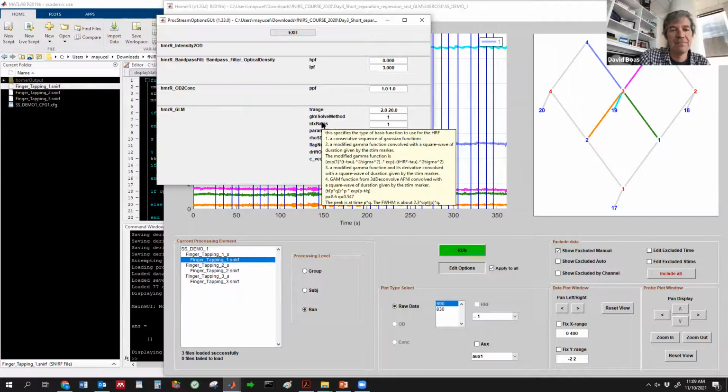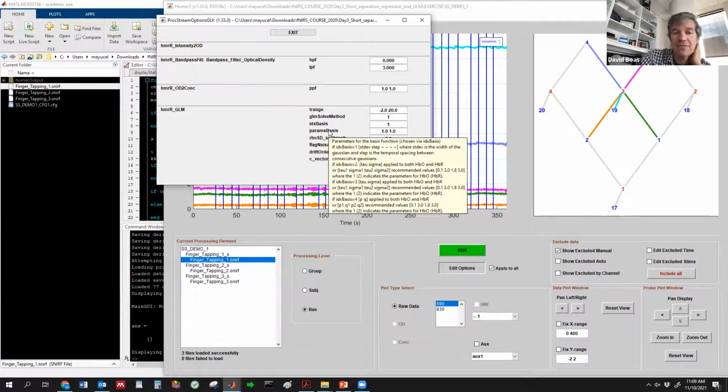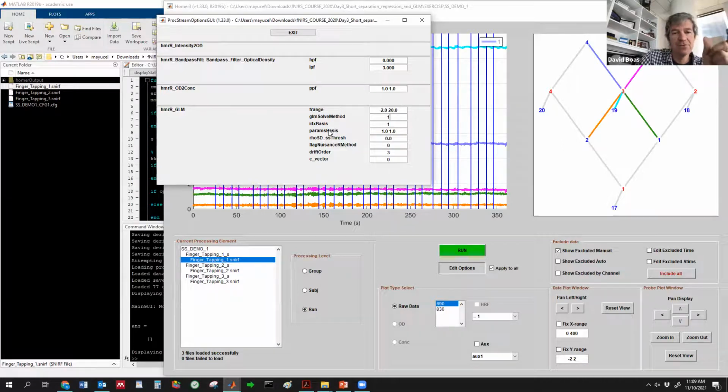Then you have the index for the basis function you want to use. We start with 1, which is a consecutive series of Gaussian functions. Later on, you could try out the different gamma functions if you want. The parameters you need for the basis function depend on which basis function you're using. For the Gaussians, you need to specify the width of the Gaussian and the interval, the step between Gaussians. We say the width is 1 second and the step between them is 1 second. This, mind you, is going to impose a 1 second temporal smoothing into the estimate of our HRF.